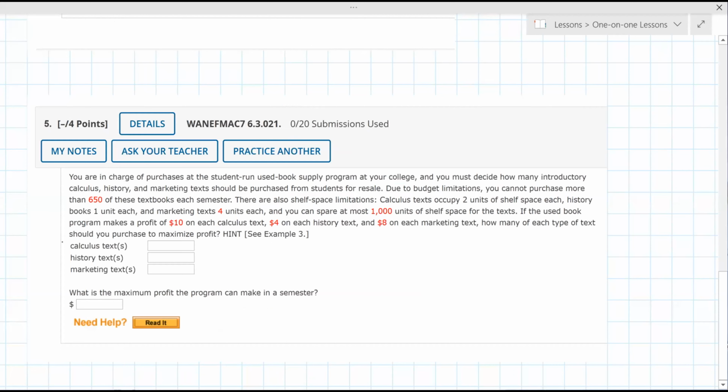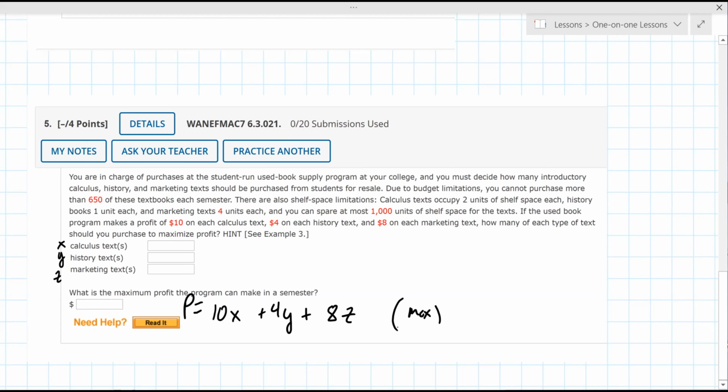Okay, so the calculus textbooks are X, Y, and Z, and the profit maximizing program. So it says in the last equation you make $10 on each calculus text. That's 10x. $4 on each history text, and $8 on each marketing text. So that's your P. That's what you're trying to maximize. It's good to write that down that way you don't forget.